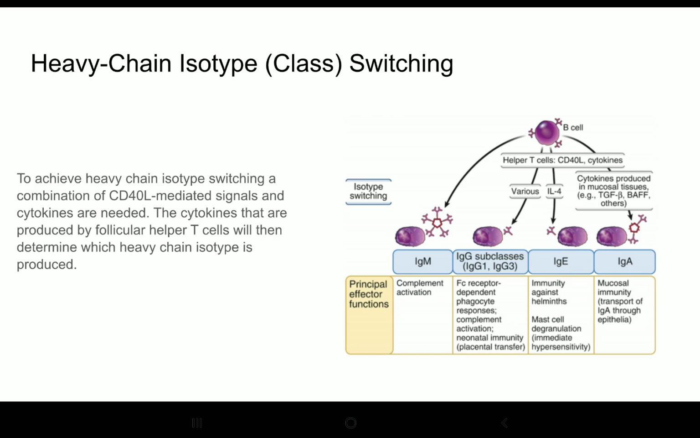IgM is mainly for complement activation. IgG subclasses provide neonatal immunity and are vital for opsonization and complement activation. IgE serves in mast cell degranulation and provides defense against parasites and allergic reactions. IgA provides mucosal immunity and therefore can be found in mucosal areas and body secretions, and they can neutralize pathogens at entry points.